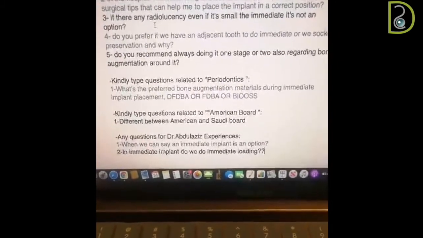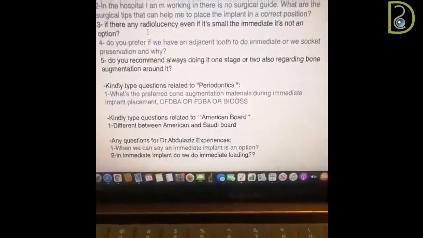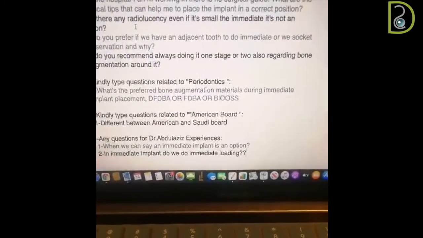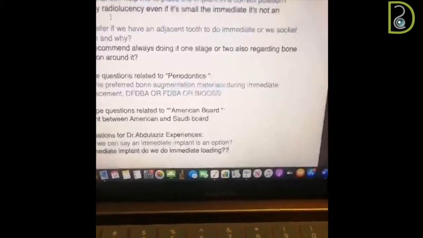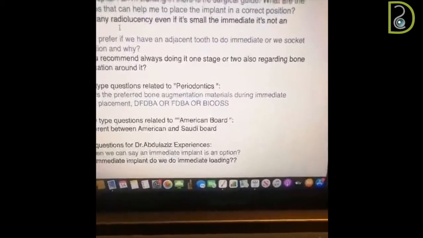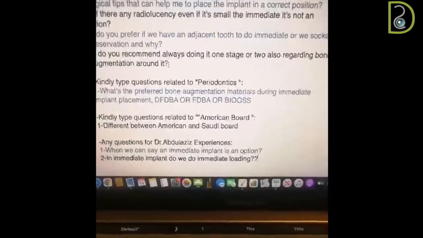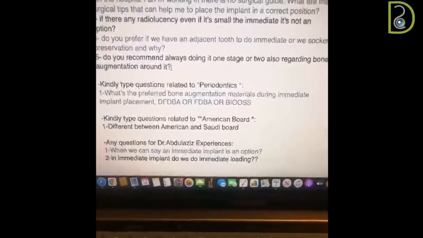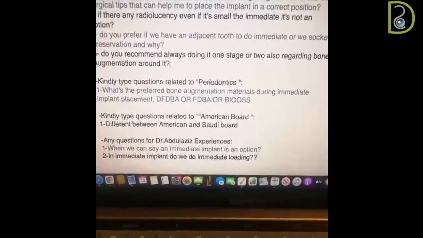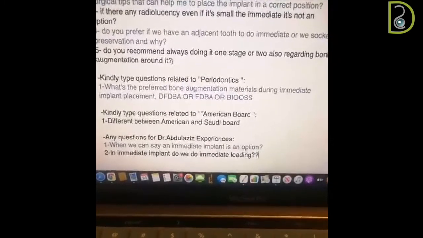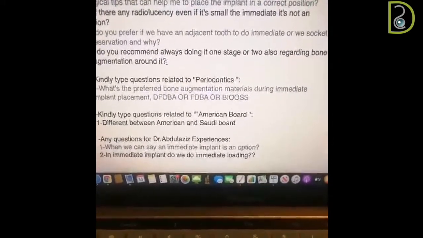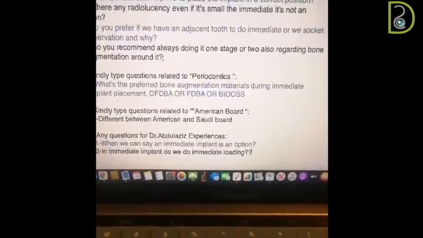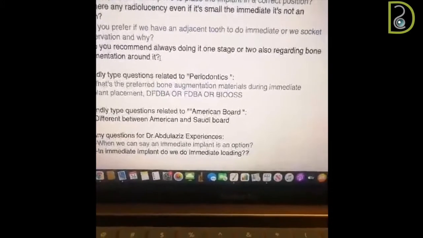So the next question, do you recommend always doing it one stage or two stage? Also regarding bone augmentation around it. Actually, I did not understand this question clearly, but for the first part of the question, most of the time, if it's in the anterior area, I will do it in one stage, and either I will do a custom healing abutment as you saw, or I will do a provisional restoration. For the non-prosthetic or non-esthetic area, sometimes I bury them, especially if I have low primary stability.